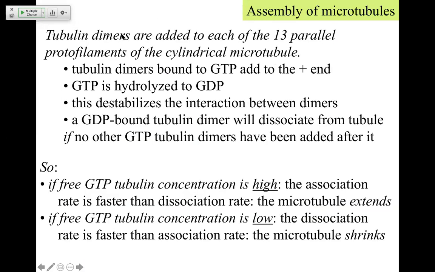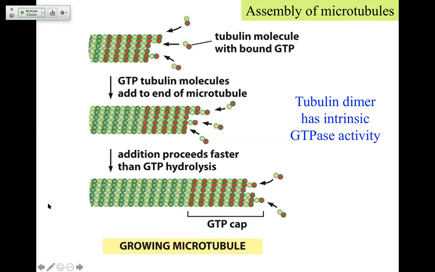Dimers are added one at a time to the plus end of the microtubule. The dimers, when they're added to a growing microtubule, are bound to GTP. But we know any GTP binding protein also can hydrolyze that bound GTP to GDP, and that will affect how the heterodimers associate with each other. So let's look at an example of the dynamic nature of these microtubules.